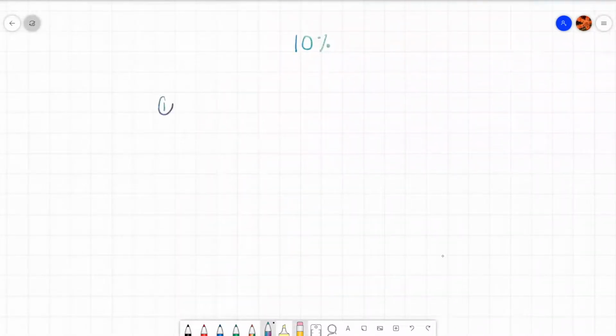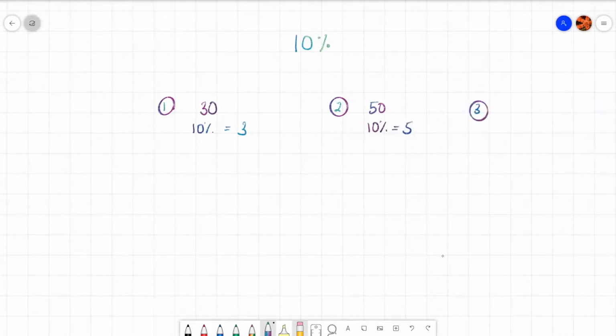Okay, so number one, we are working out 10% of 30. If we're working out 10% of 30, we just divide by 10, which is 3. Number two, if we're working out 10% of 50, we're just going to divide by 10 to get 5. Number three, I'm going to work out 10% of 220. So if I work out 10%, I just divide by 10, which is 22. Number four, if I'm going to work out 10% of 145, again, I just divide by 10, which is 14.5.